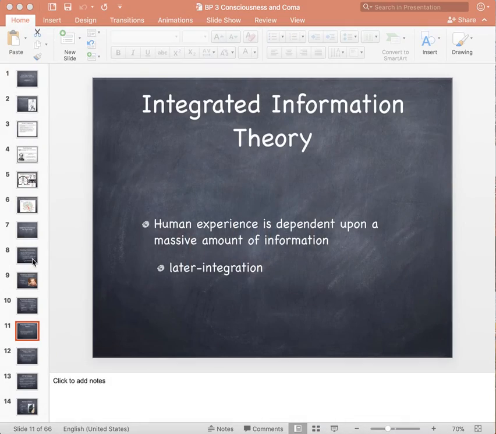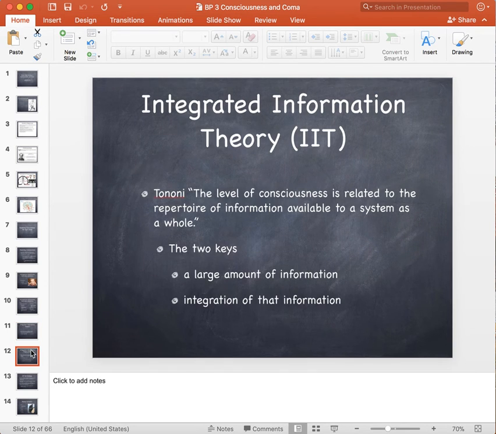Seizures, slow wave sleep: you have a massive amount of brain activity that's working together, but we're not conscious of it. So it's more than just pure numbers and density of activity. It needs to be integrated in a way. And there are different numerical ways of looking at this. They call them complexes, thetas, but the two big keys are that there needs to be a large amount of information, and that information needs to be integrated. We're not going to get into how that happens, but it does happen primarily through the thalamus pulling all this together, and it is fascinating.